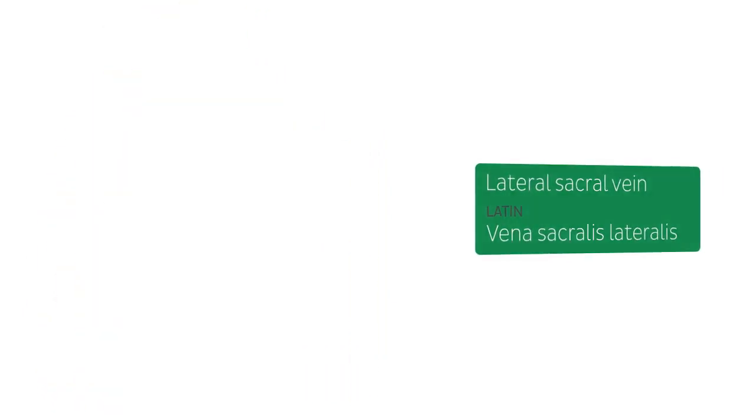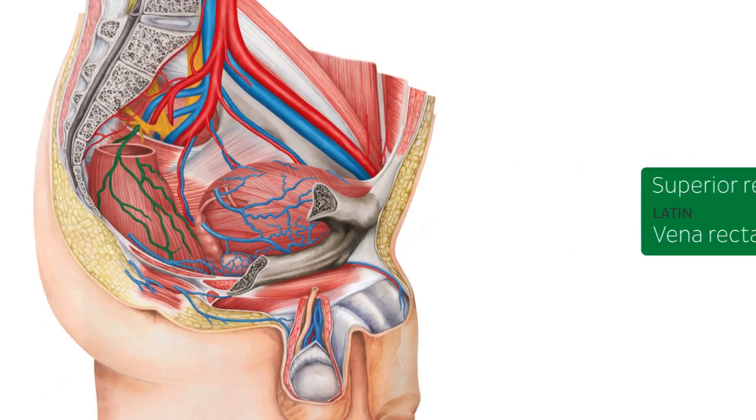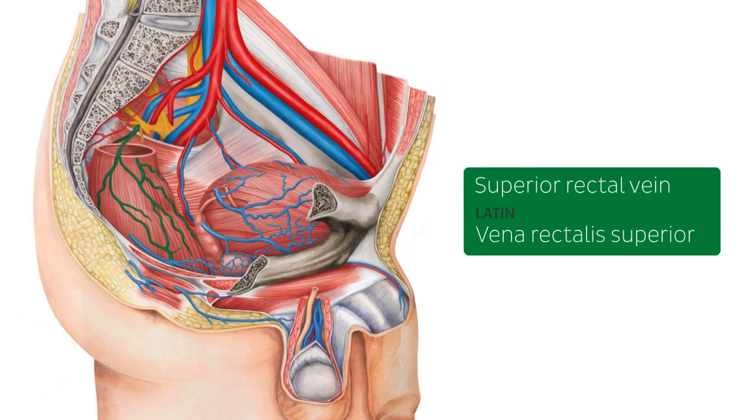Next, we're going to be highlighting here the superior rectal vein, and the superior rectal veins course alongside with the superior rectal arteries, leaving the lower pelvis and crossing the common iliac vessels to continue upwards as the inferior mesenteric vein.